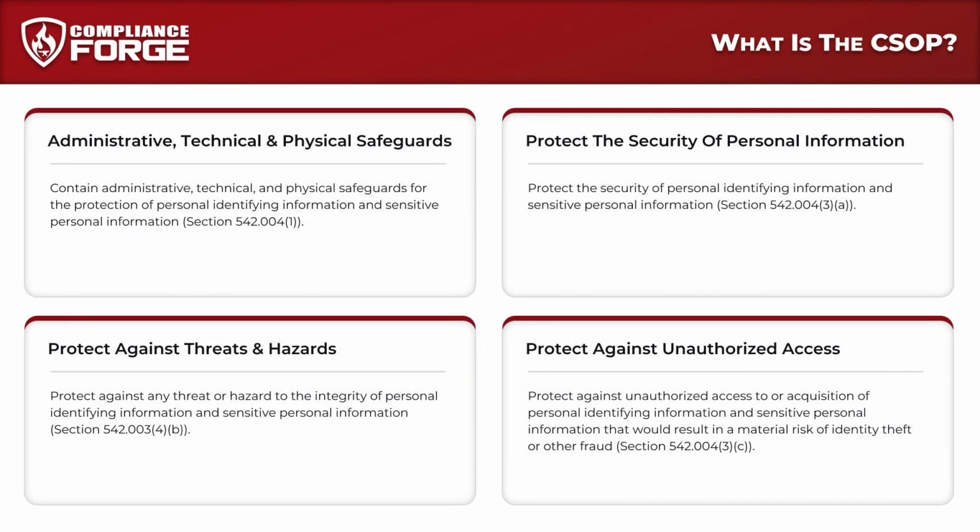The controls in the SCF Core Fundamentals are scoped for smaller businesses and are designed to meet 4 requirements in Texas Senate Bill 2610. Contain administrative, technical, and physical safeguards for the protection of personal identifying information and sensitive personal information. Protect the security of personal identifying information and sensitive personal information. Protect against any threat or hazard to the integrity of that information. And protect against unauthorized access to or acquisition of personal identifying information and sensitive personal information that would result in a material risk of identity theft or other fraud.